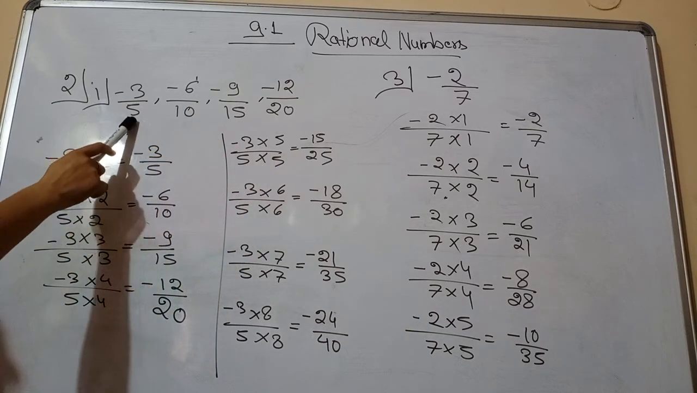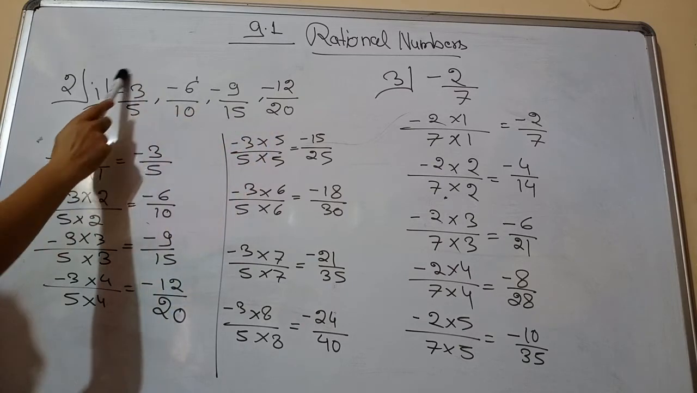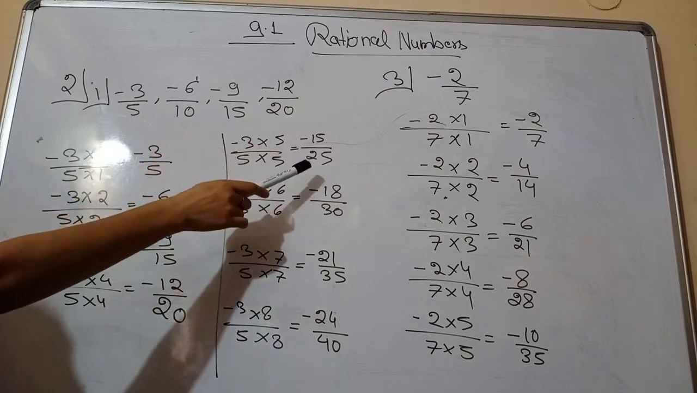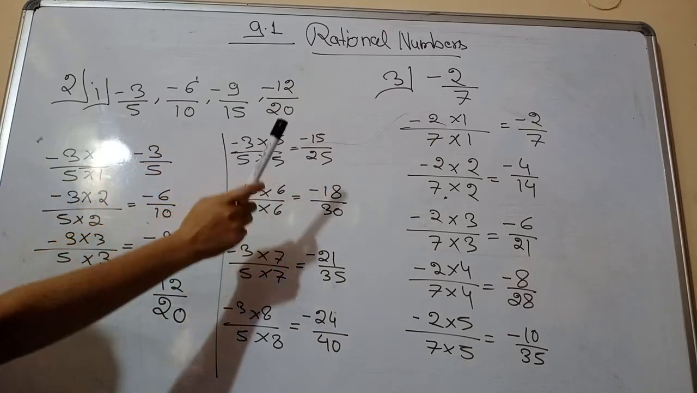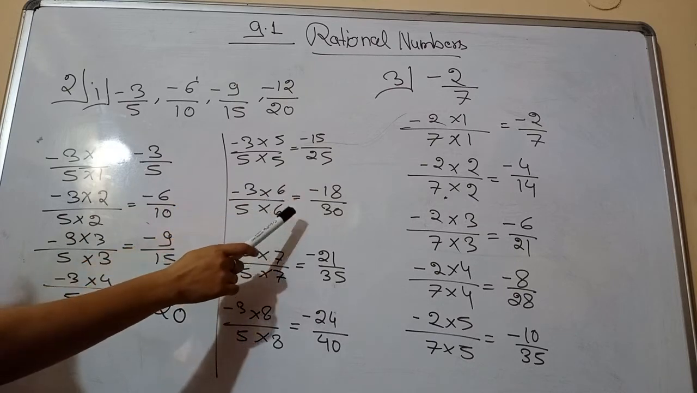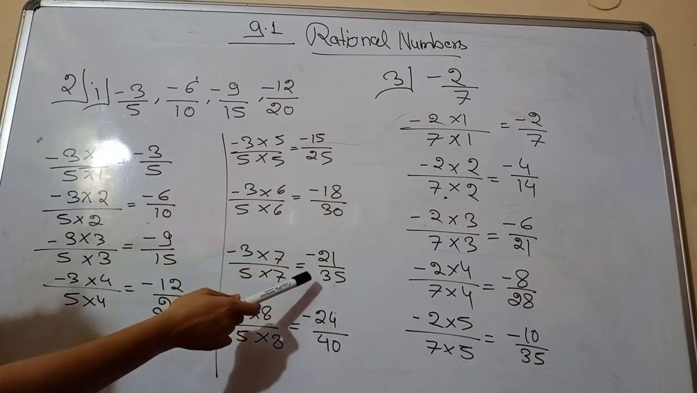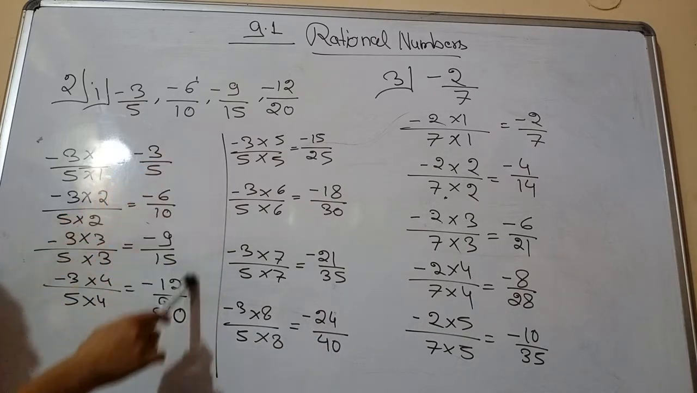Now you can see this pattern is similar to this pattern, means multiplied by 1, multiplied by 2, multiplied by 3 and multiplied by 4, the first term. So what are the 4 next patterns? After 4 what comes? 5. When we multiply it by 5, we get minus 15 by 25. Multiplied by 6, we get minus 18 by 30. By multiplying it with 7, we get minus 21 by 35. And at last, by multiplying it with 8, we get minus 24 by 40.